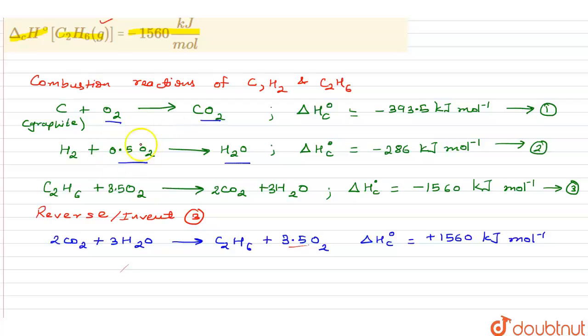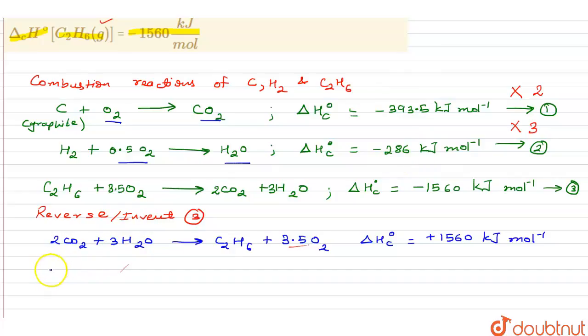Secondly, we want 2 moles of carbon dioxide and 3 moles of hydrogen. So it's quite simple. Multiply equation number 1 by 2 and multiply equation number 2 by 3. Things will be sorted out. Now remember one thing: while multiplying the coefficients of the reactants and the products, we also need to multiply the value of ΔHc°. Please remember that, do not forget, or else it would be a mess.